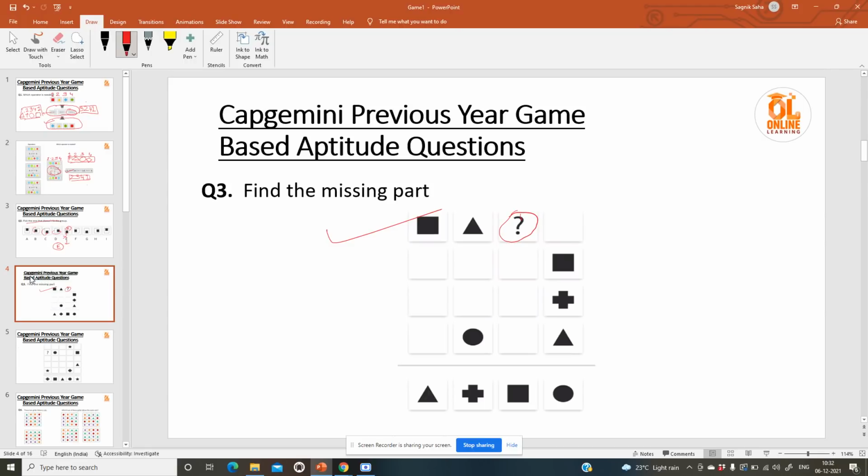Now, if you see here, a square is given, plus sign is given, triangle is given. Which shape is left? Only circle is left. So now observe this row. We have a circle, we have a triangle, we have a square. So what will be present here? Plus. So they are very easy.